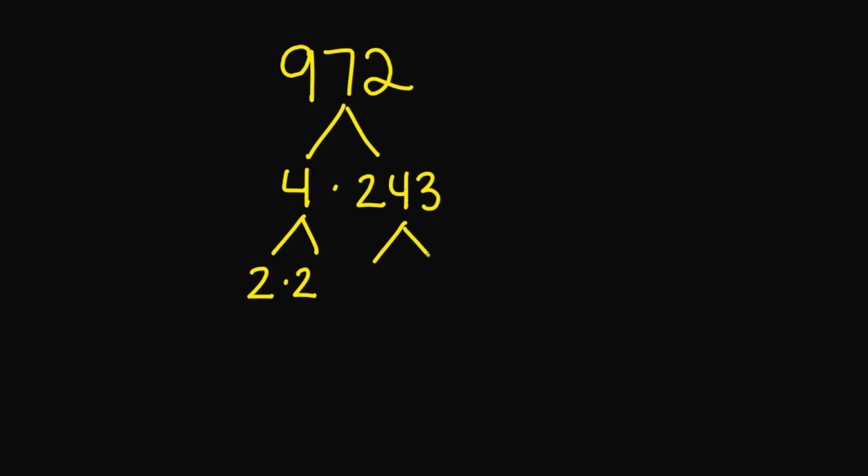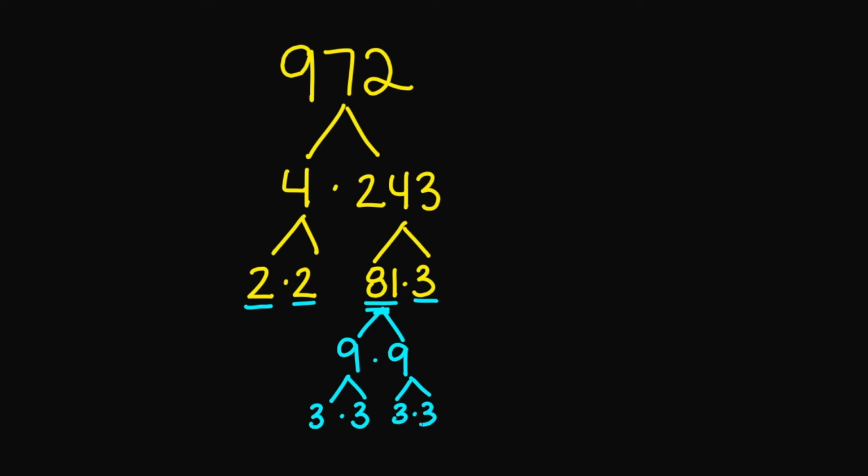And I can further factor my 243 into 81 times 3. I can no longer factor this 2, or this 3, but I can factor this 81 here. So if I factor this 81, I'm going to get 9 times 9. And then I'm going to further factor this 9 into 3 times 3, and this other 9 as well into 3 times 3. Okay, so now I have prime numbers all left.